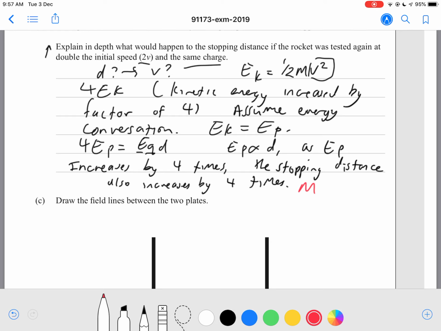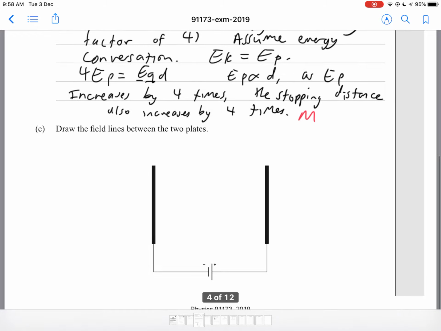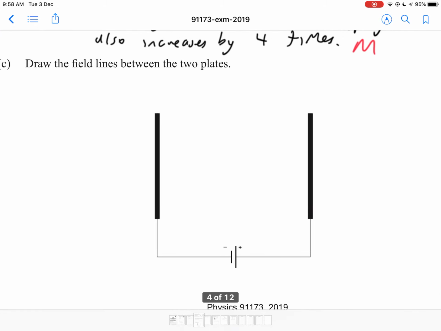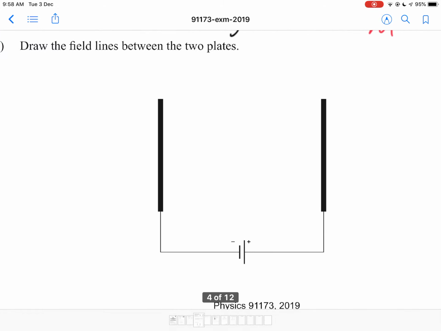In terms of getting an achieved grade, an achieved grade could be finding out the relationship between the EK and the half mv squared. So if we find that by increasing the velocity by 2 times, we'll get quadruple the total kinetic energy, that might be achieved.